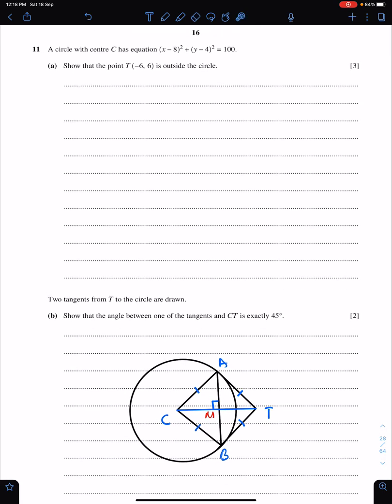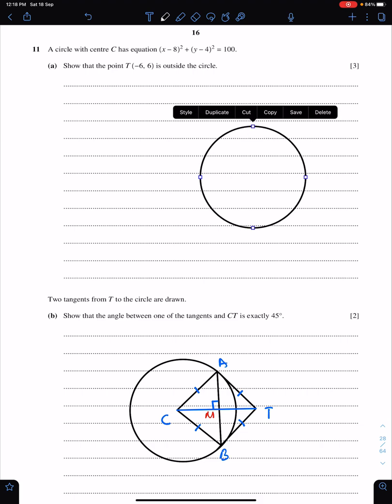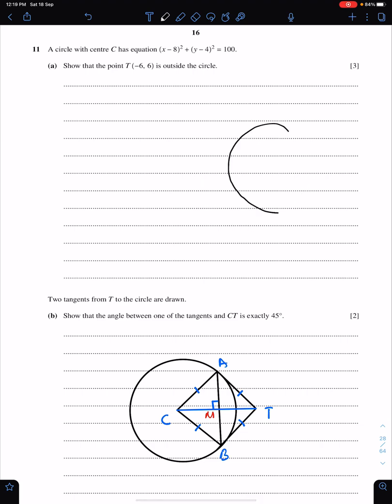A circle with center C has equation. Show that this is outside the circle. This part is very simple. See, circle has center at 8, 4.